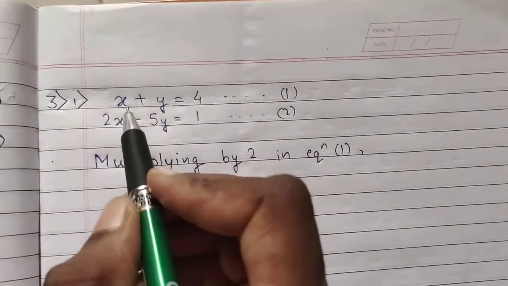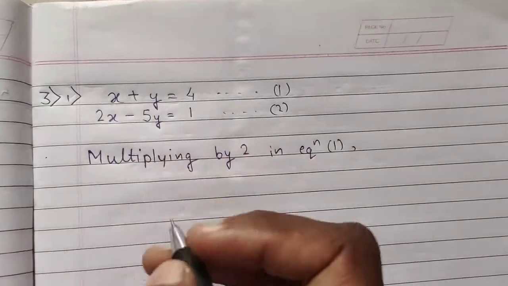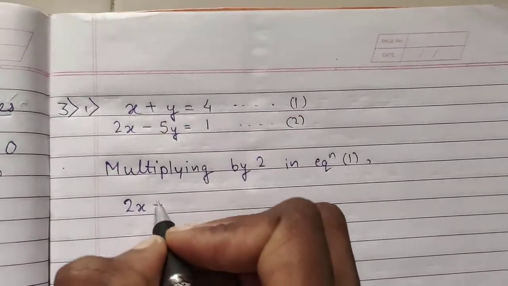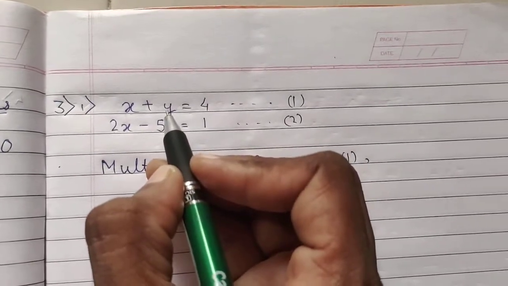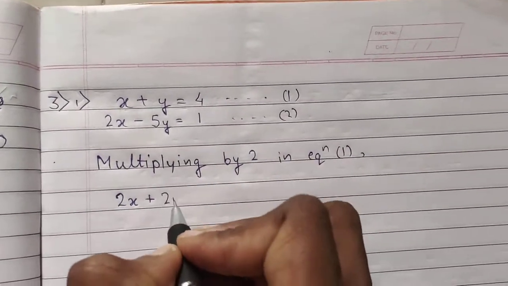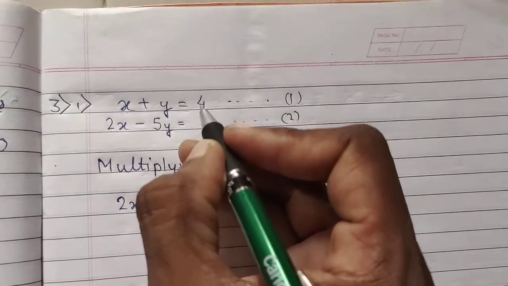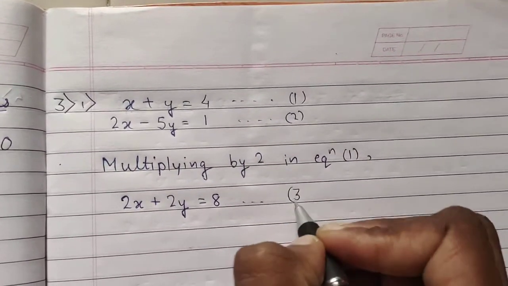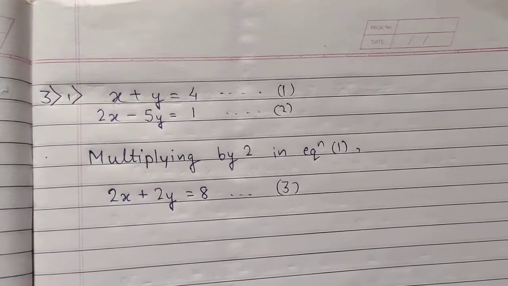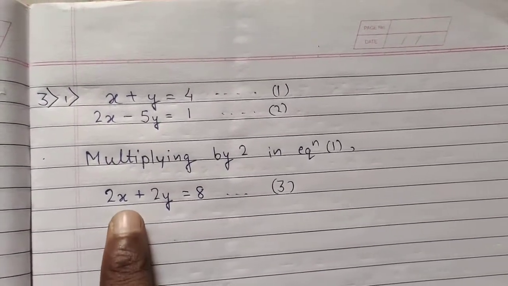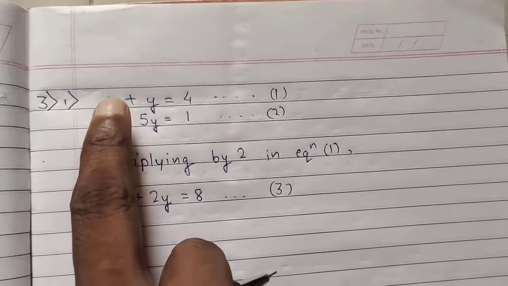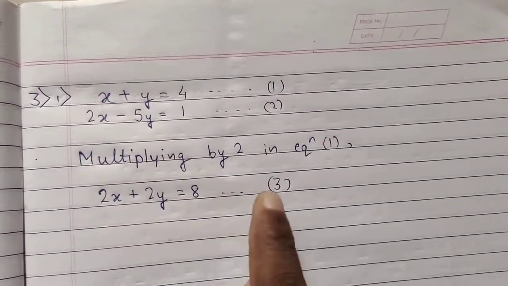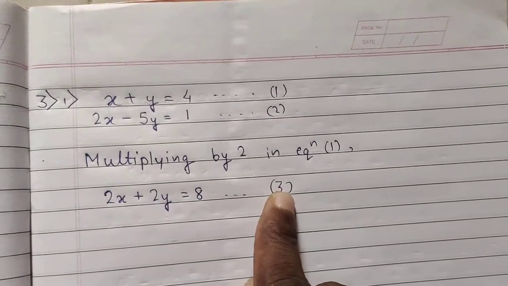So if you multiply by 2 here, you will get 2x, then plus sign is there, and if you multiply by 2 here, you will get 2y equals to, here you know 2 fours are 8. Okay, call this equation number 3. Understood now why we got 2x plus 2y equals 8? Because we have multiplied this equation by 2. So we got our next equation, equation number 3.